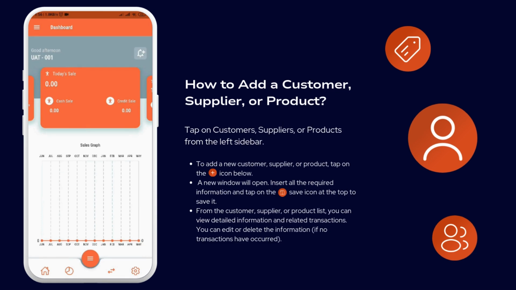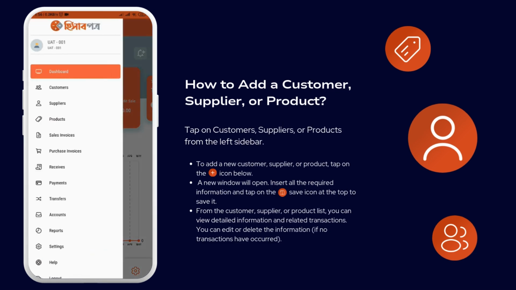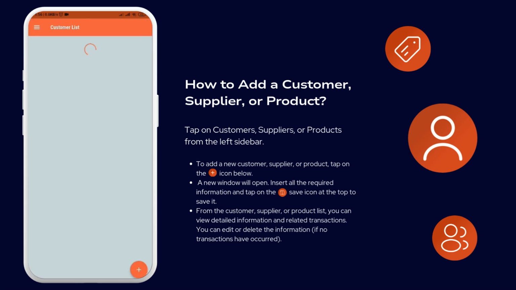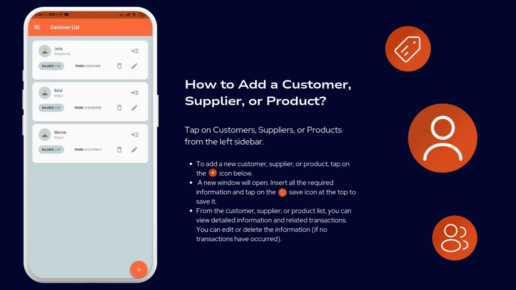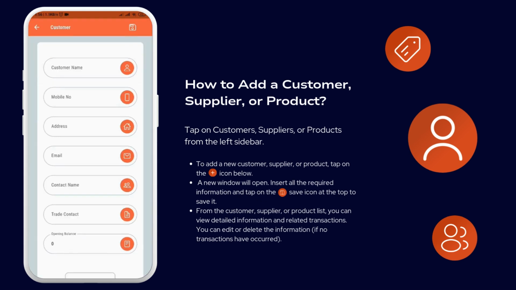Now, let's go over how to add a customer, supplier or product in the HisabPotro app. From the left sidebar, you will find menus for customers, suppliers, and products. Tapping on any of these will take you to the corresponding list, such as customer list, supplier list, or product list. To add a new entry, tap on the Add icon below. This will open a new window where you can input all the necessary details.